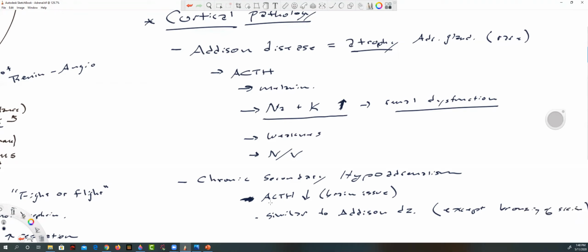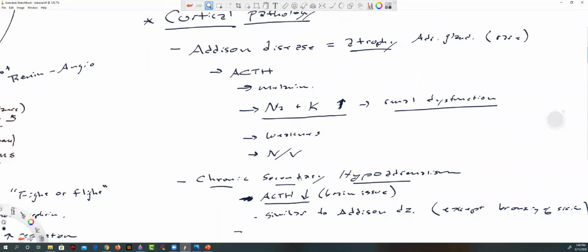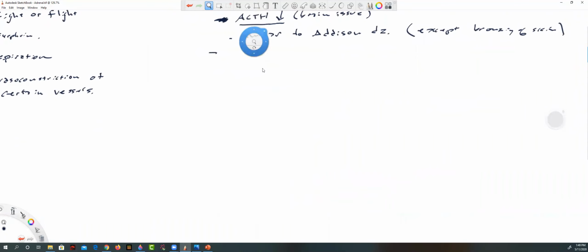Since the ACTH is actually low, the melanin is not going to be increased in people with chronic secondary hypoadrenalism. And the way this happens, the most common way, is, when it gets low on the screen, it's actually low on my writing pad too, so it makes it really hard to write.